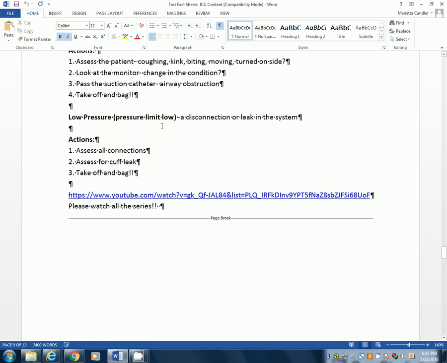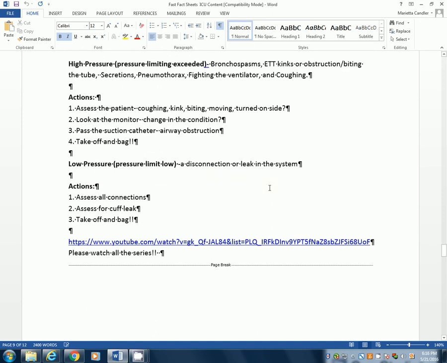Low pressure. Pressure limit goes low. Well, usually that's because something's become disconnected or there's a leak. It's one of the two. Something's disconnected or a leak. So what are you going to do?